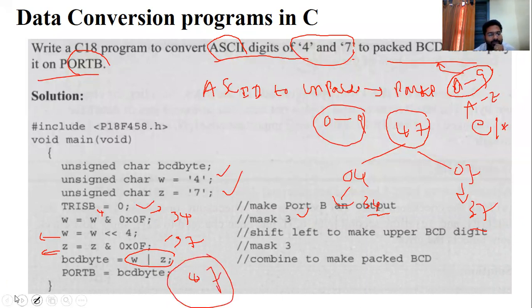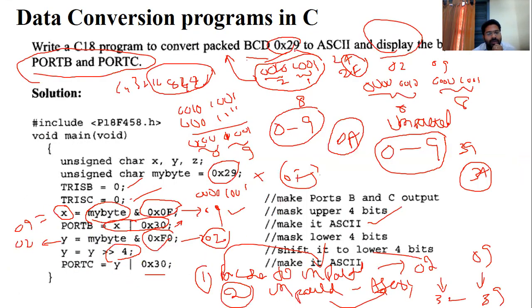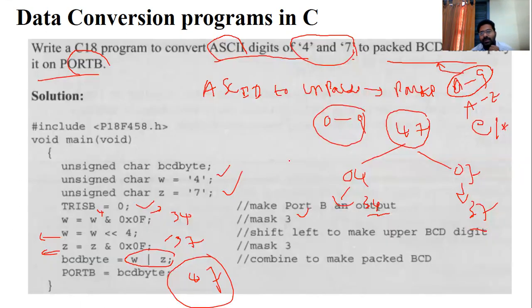Simple operation. Here they give the unpacked number, so you can just convert it into packed. Here in this program, they give unpacked. You can convert the given packed into unpacked and ASCII. Here in this program, they give the unpacked number. You can convert it into packed by using the ASCII.